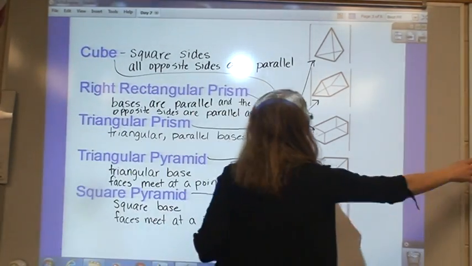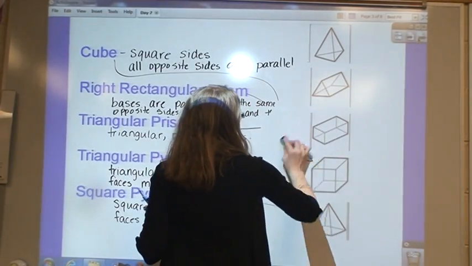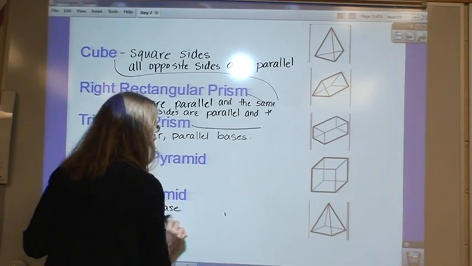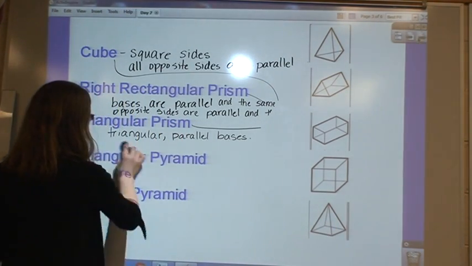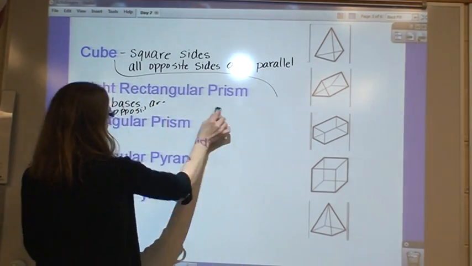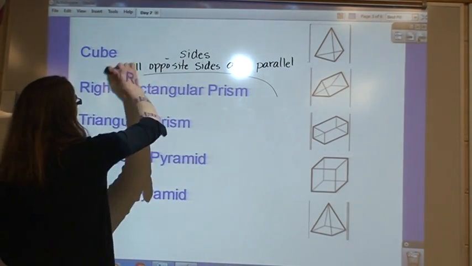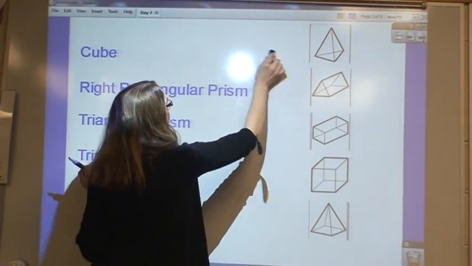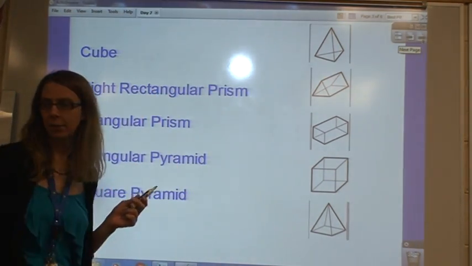So I'm going to go ahead and erase this mess, and then we'll move on to the next slide. Now I do have a set of nets that another teacher has right now, so that we can actually see all of these shapes spread out as nets, but I will show them to you in class tomorrow so that you can all see them. We'll all have a chance to see them.